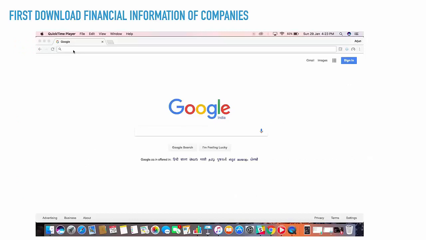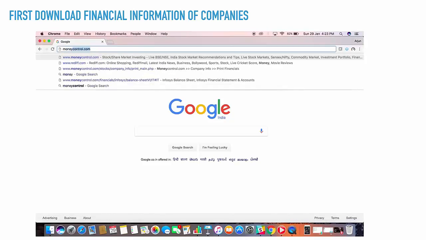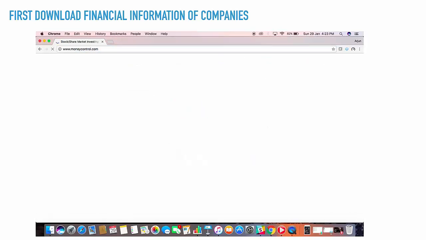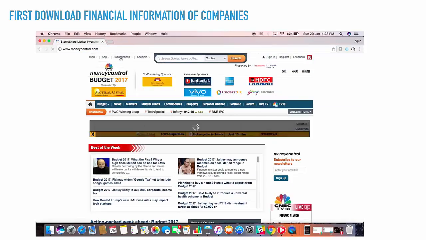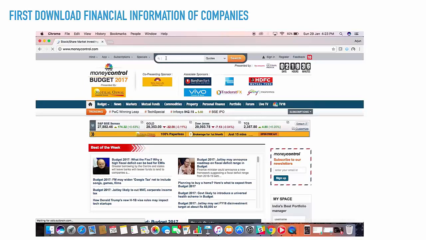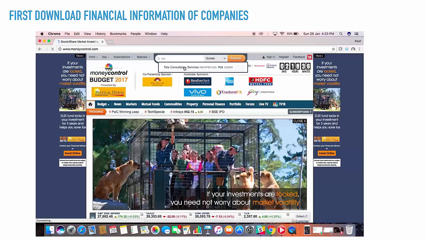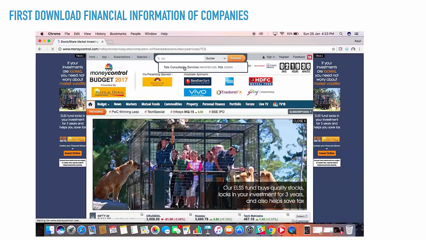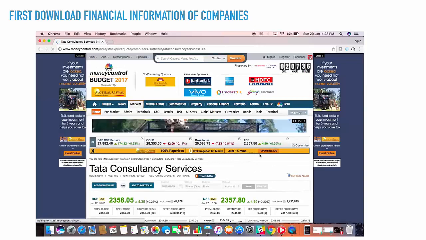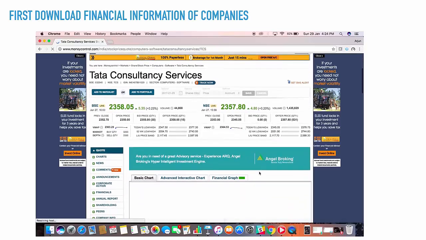So first, we need to understand where you can get the financial information of all these companies. One good resource is moneycontrol.com. Let's see how we can get this publicly available information for all the companies. I go into Money Control and type a stock that I like, TCS. Let's take that as an example. As soon as I do that, all the information about TCS will pop up. Its current stock price will show on NSE and BSE as shown on the screen.